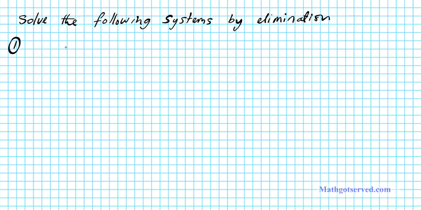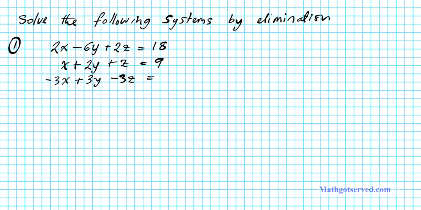All right, so for problem 1, we have the system 2x minus 6y plus 2z equals 18, x plus 2y plus z equals 9, and then the third equation is negative 3x plus 3y minus 3z equals negative 27. Okay? All right, so to solve this system, we want to find the values x, y, and z that satisfy all 3 equations.